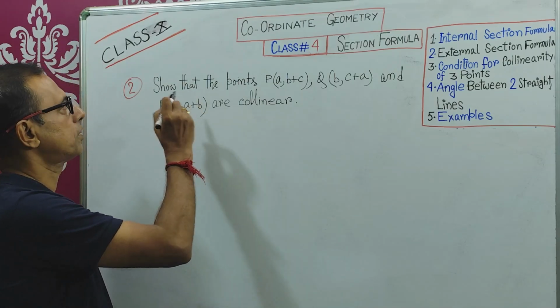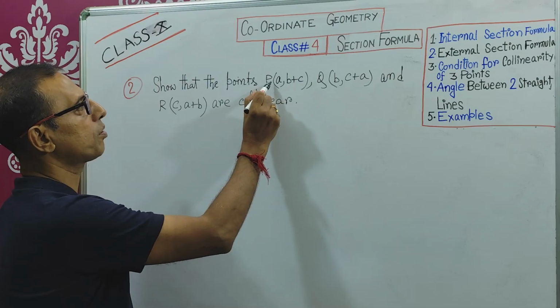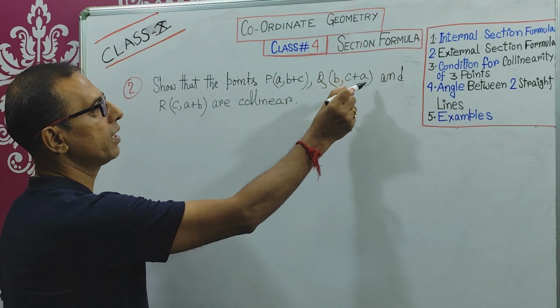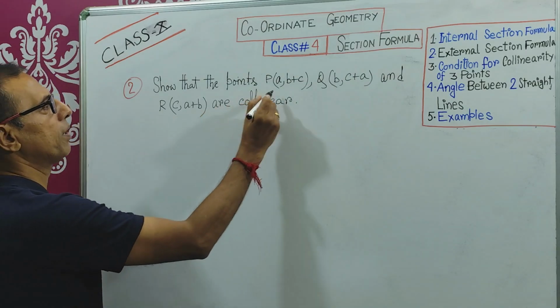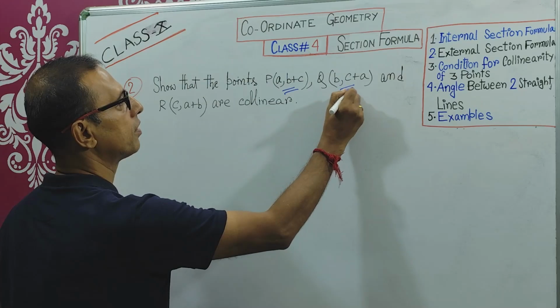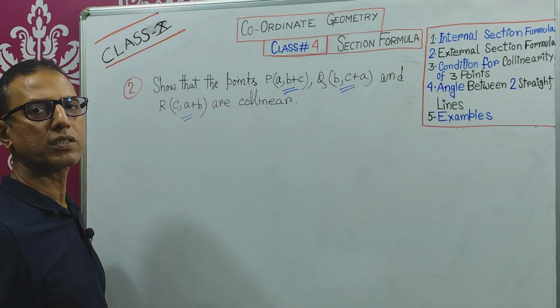Okay. So the second problem: show that the points P with coordinates A comma B plus C, Q with coordinates B comma C plus A, and R with coordinates C comma A plus B are collinear. So these are the coordinates of 3 points given. Now you need to prove that these 3 points are collinear.